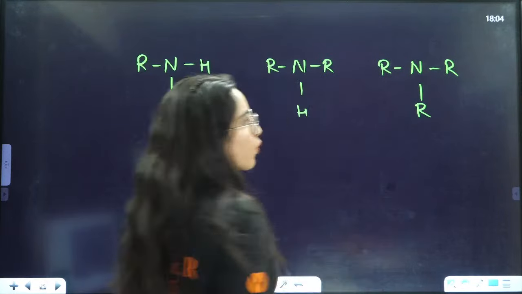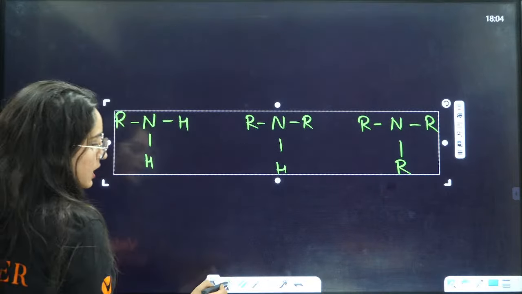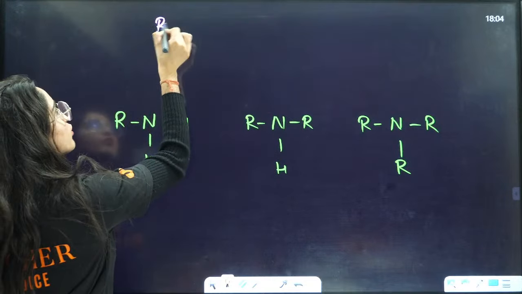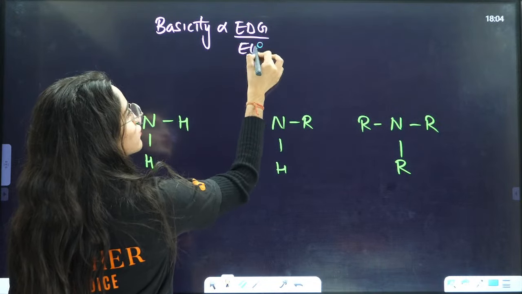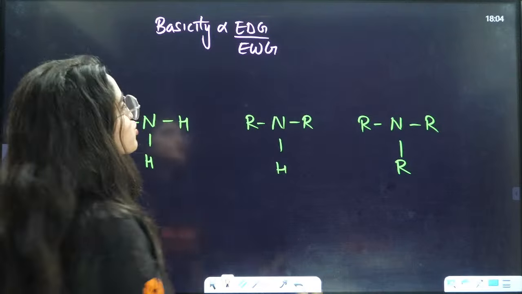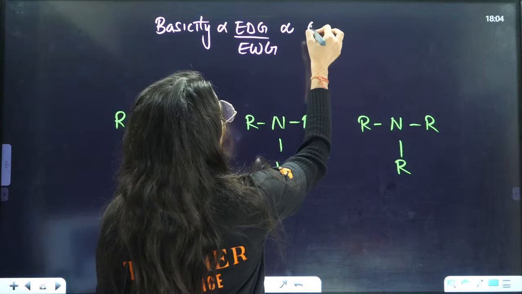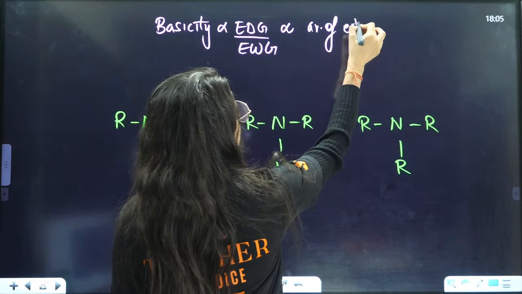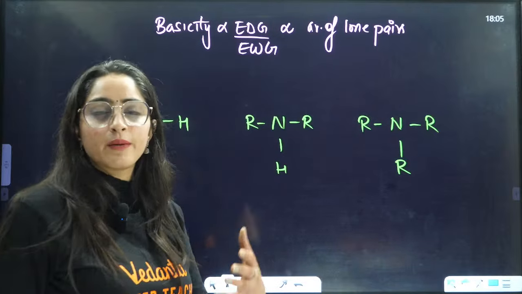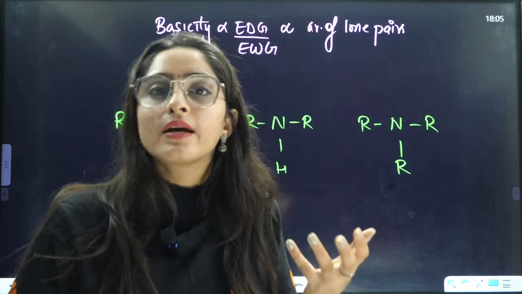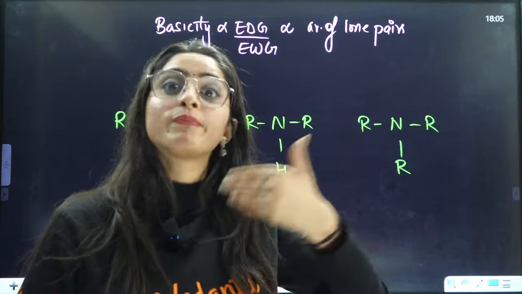Now, what is basicity? For that, you need to understand what basicity basically is. Basicity is directly proportional to electron donating groups and inversely proportional to electron withdrawing groups, right? Or we can also say that it is directly proportional to the availability of electrons or lone pairs. So the more available the lone pairs, that means the more electron density, the more basic it will be, right? That is why we are saying the more the electron donation, the more basic it will be.